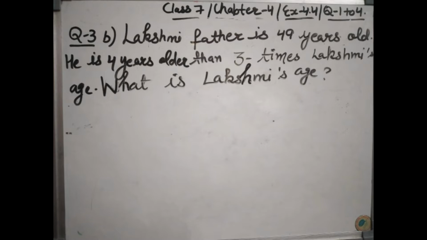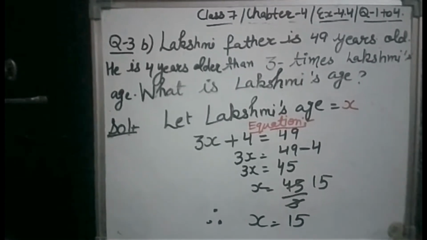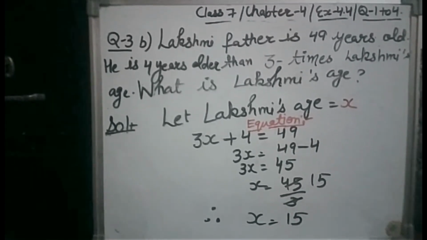The father's total age is 49, but if we compare with Lakshmi's age, Lakshmi's age is X. So according to X, Lakshmi's father's age is 3 times X, because 3 times Lakshmi's age, and he is also 4 years older. Older means obviously he is elder, and if something is greater than, we will always add. Fine, students? So the solution would be, first of all, what would be Lakshmi's age?